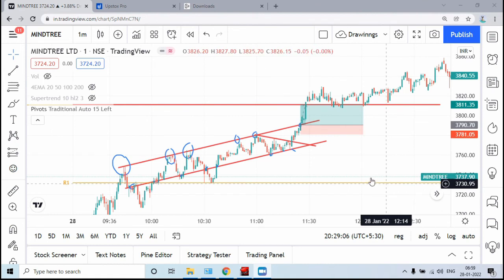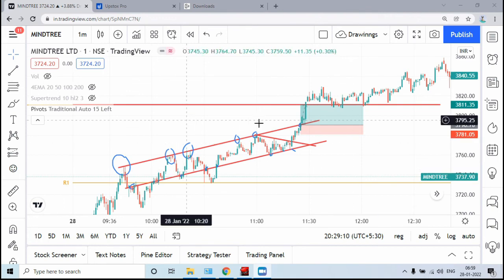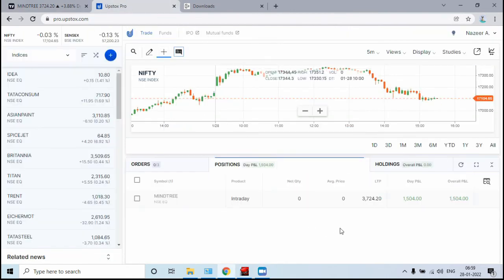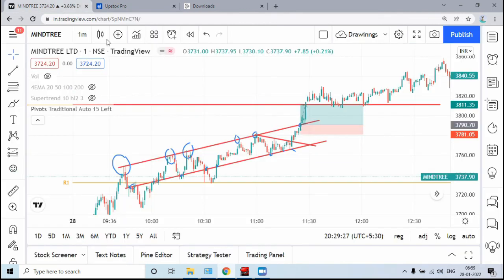I also want to show you how much profit I have made from this trade. As I mentioned, I have taken the trade from this point to this point. From my stock account, you can see this is the profit I have made today from my entry. So thank you for watching.